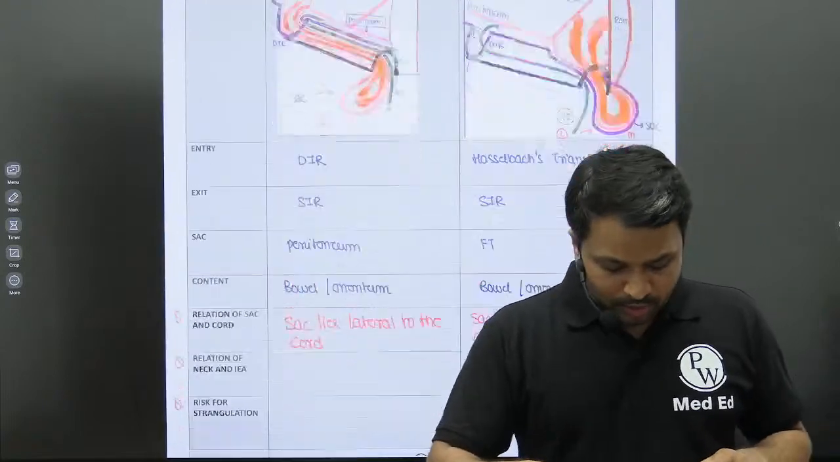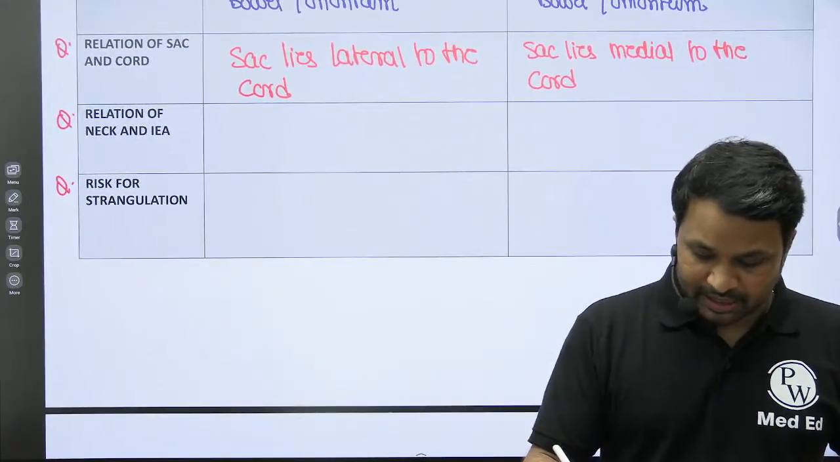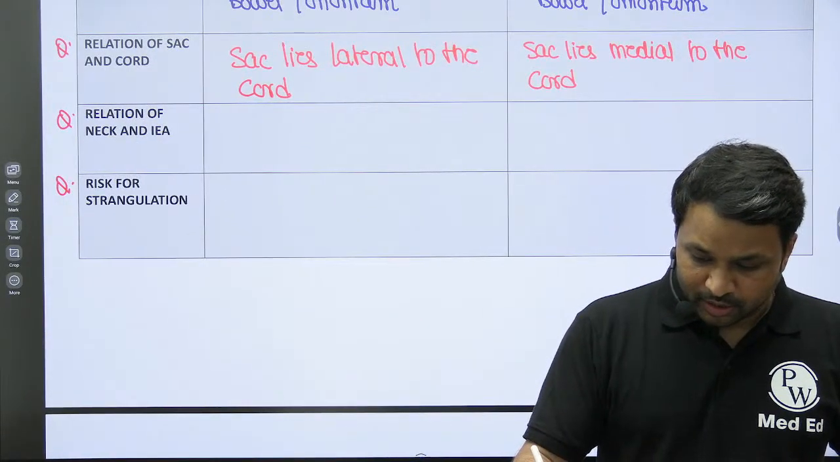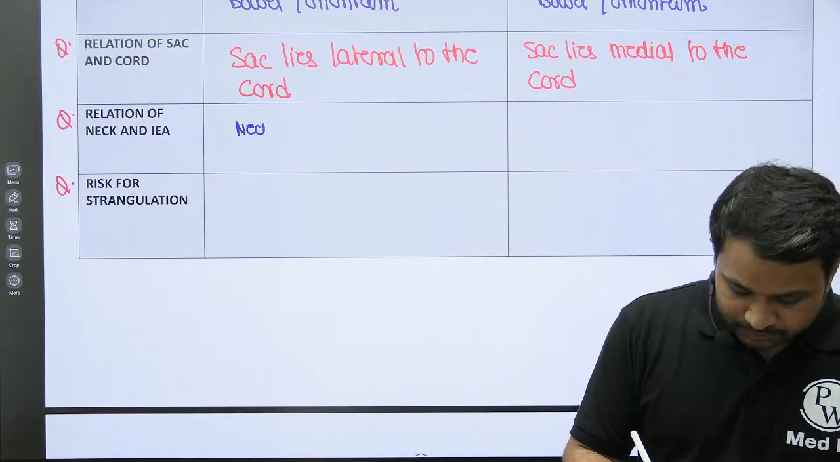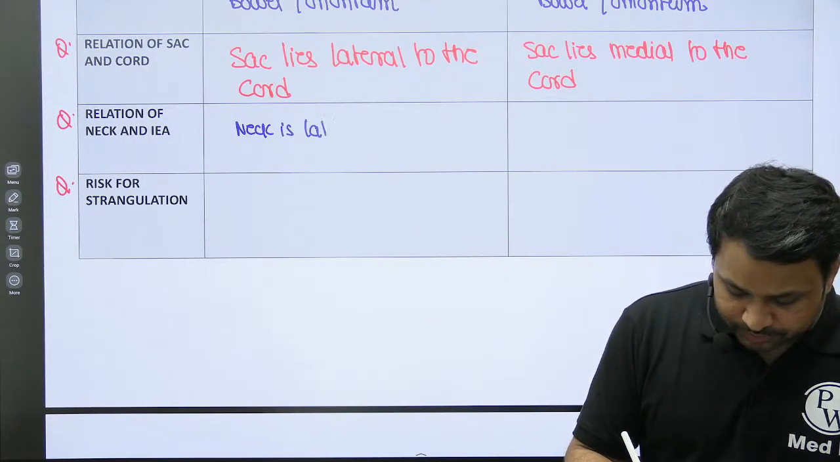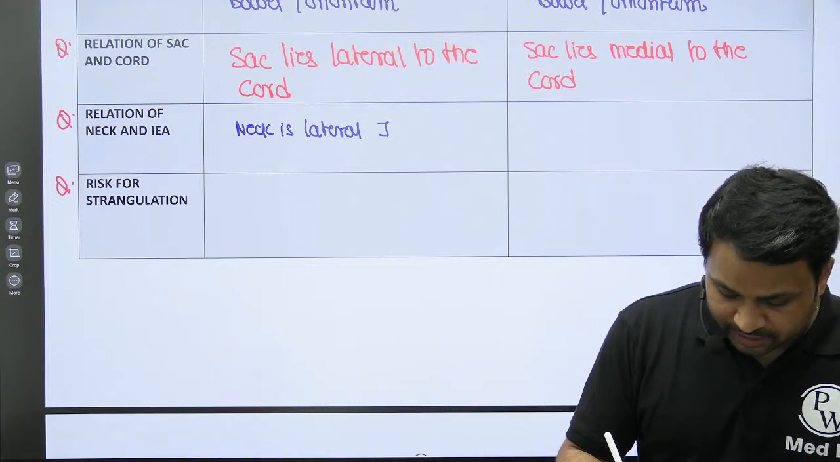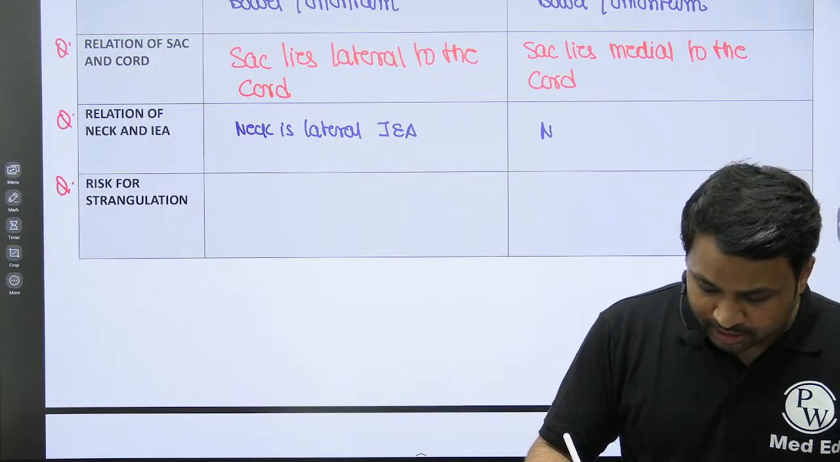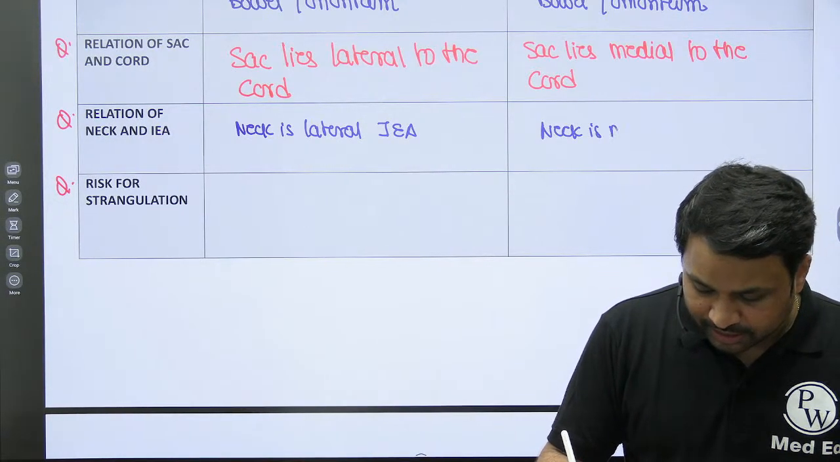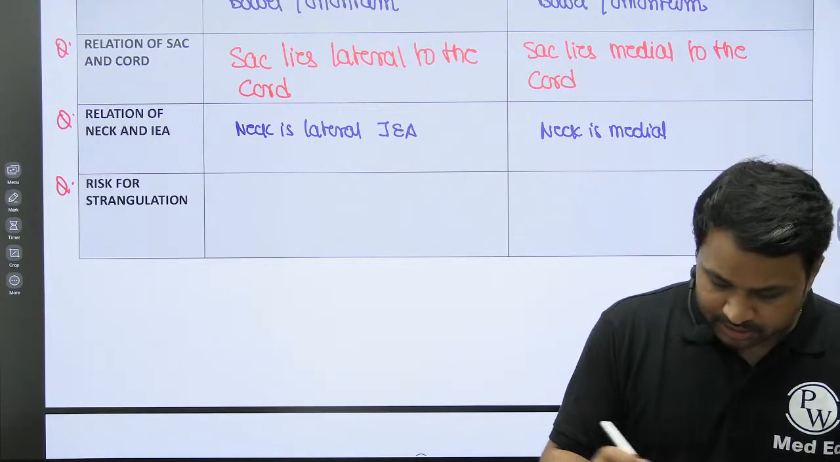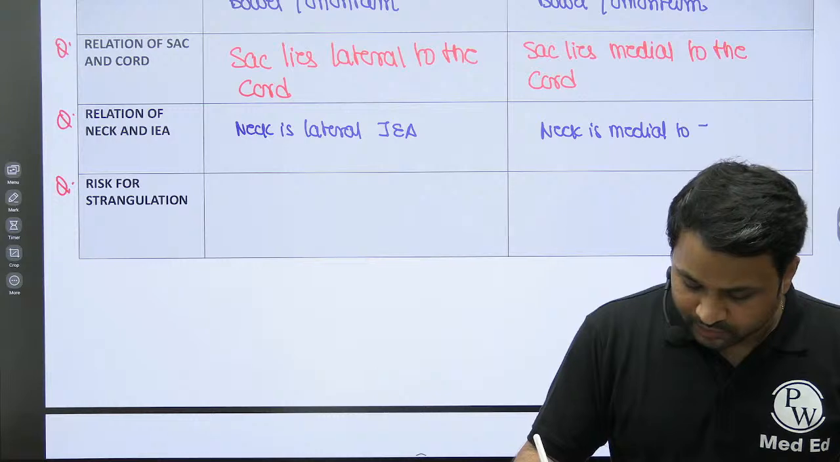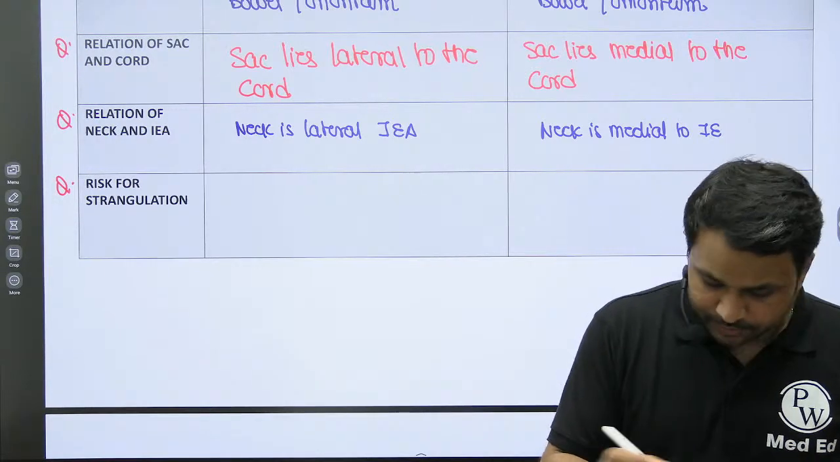So how do you know the relationship of the neck and the inferior epigastric artery? Remember, when you talk about the neck here, the neck is lateral to the inferior epigastric artery. Here the neck lies medial. It is medial to the inferior epigastric artery.